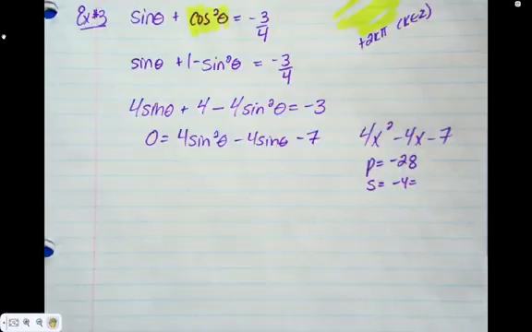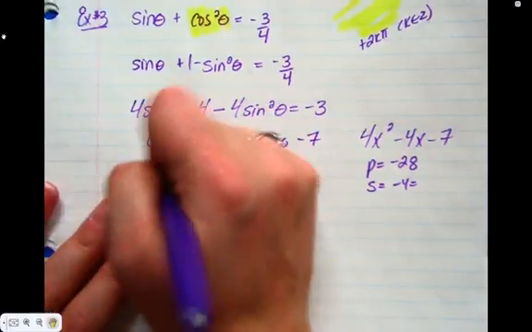Okay, maybe we missed one. 1 and 28. 2 and 14. 3 and nothing. 4 and 7. What does that mean? It means it's not factorable. Does that mean we can't solve it? No, it is a quad formula question.